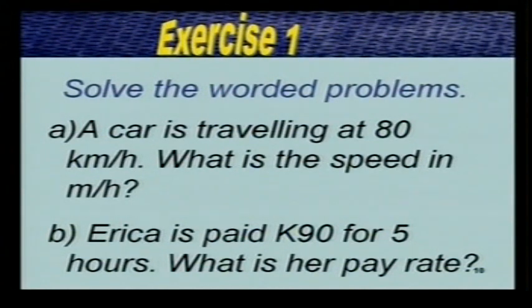Where's your answer? Okay, but you must write it properly, like 90 kina for 5. You did the right thing for 5, and then you divide by 5. And then you're left with hour. And this one is 18. 18 what? Kina per hour. Good. We have a group that has finished A and B.